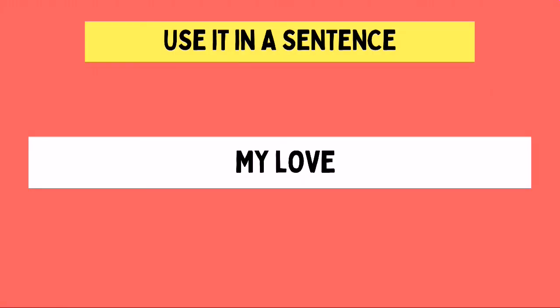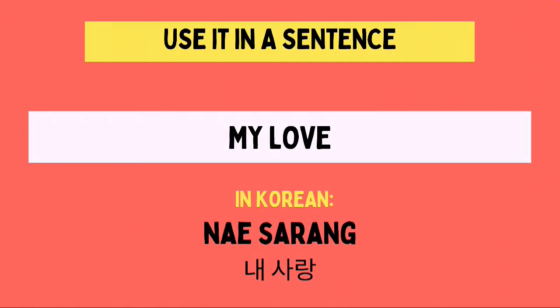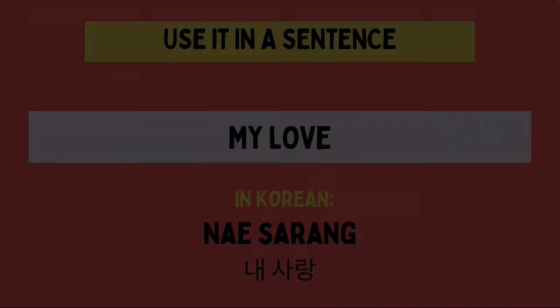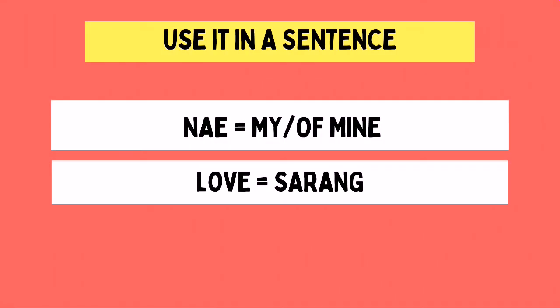Now, let's look into this example phrase. It says, my love. The Korean translation of this phrase is ne sarang. Again, the Korean translation of the phrase my love is ne sarang. The word ne is used to say that something is mine, while sarang, which is our word for today, is the Korean noun for love. So if we combine these two, it would result in a phrase that says love of mine, or my love.